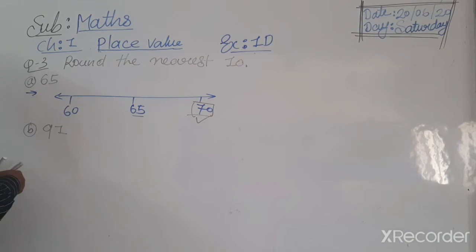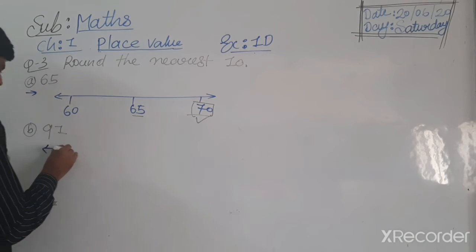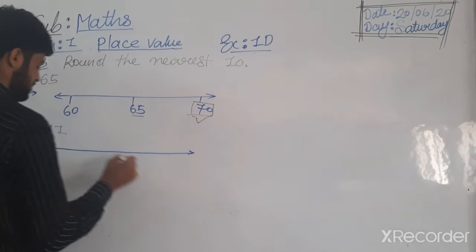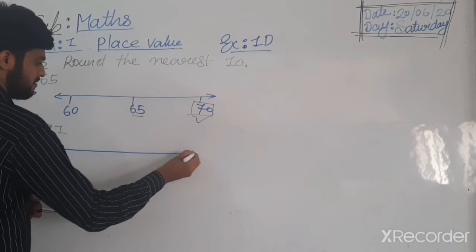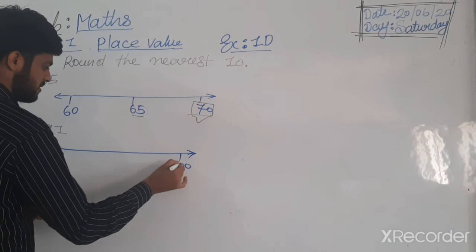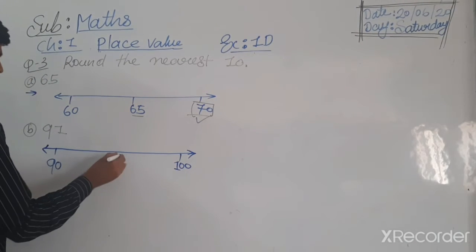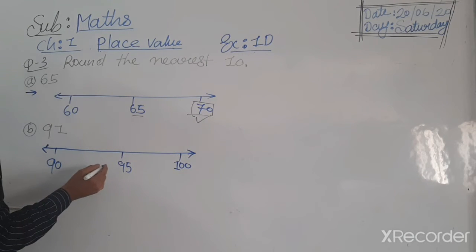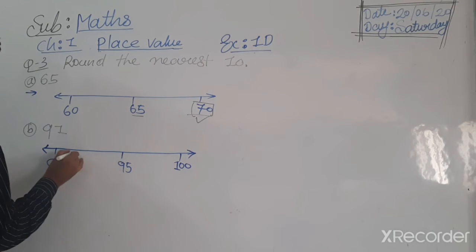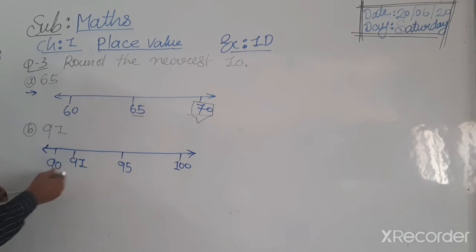Then B, 91. 91 is after 90 and before 100, and in between is 95. So 91 comes before 95 here. The nearest ten to 91 is 90, so our answer is 90.